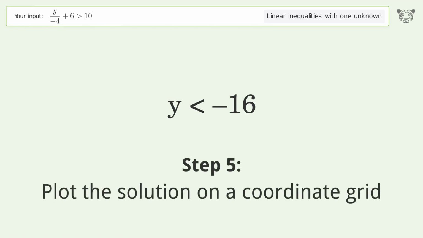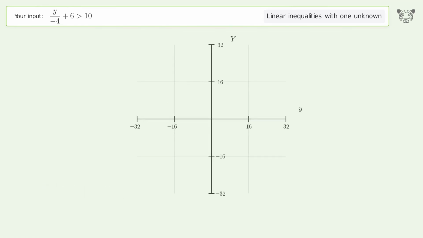Plot the solution on a coordinate grid. And so the final result is y smaller than -16.